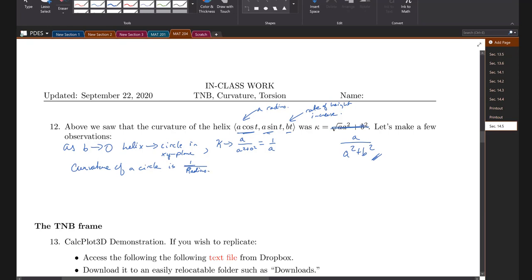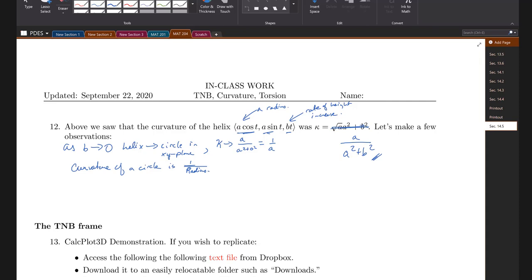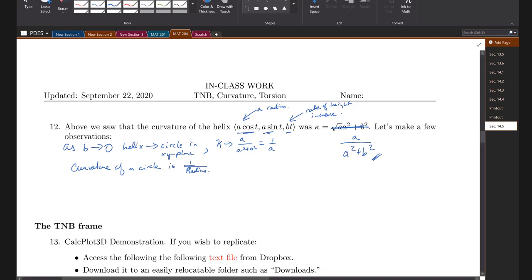The curvature of a circle is 1 over its radius, and all of a sudden you get to see why we were using that information when we were looking at the tangent circle at a point. The tangent circle's radius was 1 over the curvature, which is 1 over the radius. Okay. What else do I want to say?